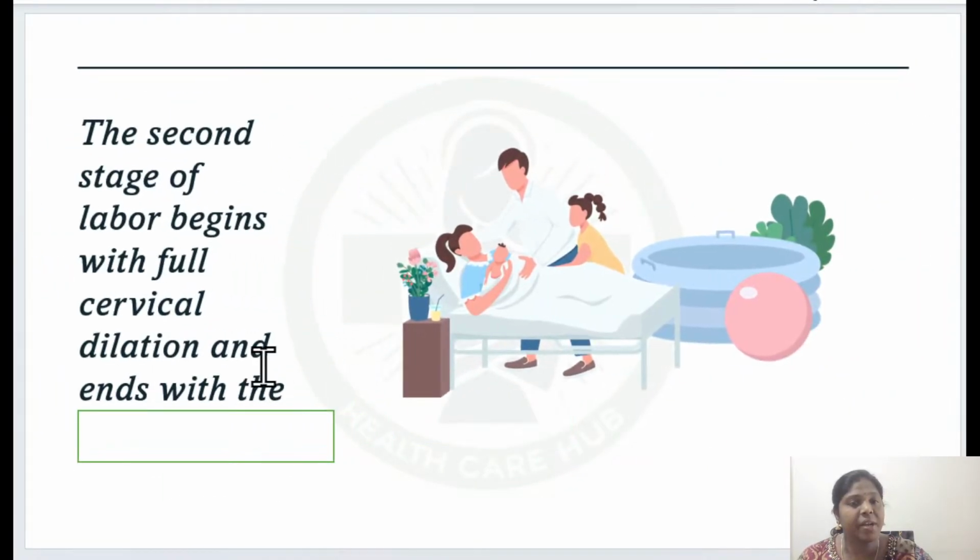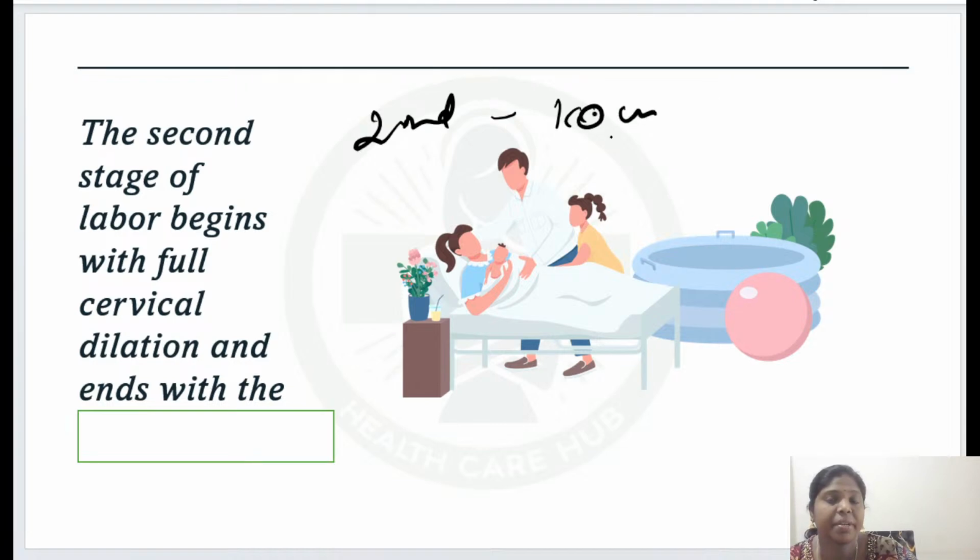Next, the second stage of labor begins with full cervical dilatation and ends with what? The second stage of labor starts with full cervical dilatation, 10 centimeters. The cervix dilatation is complete. With which stage does it end?